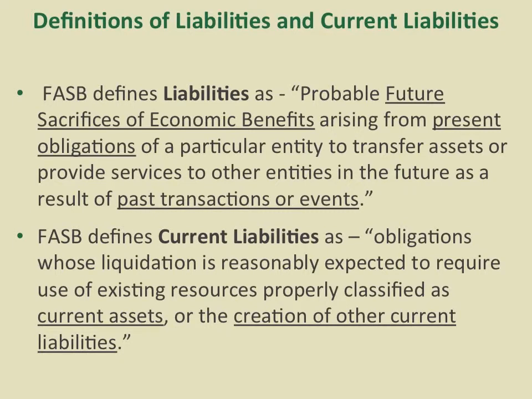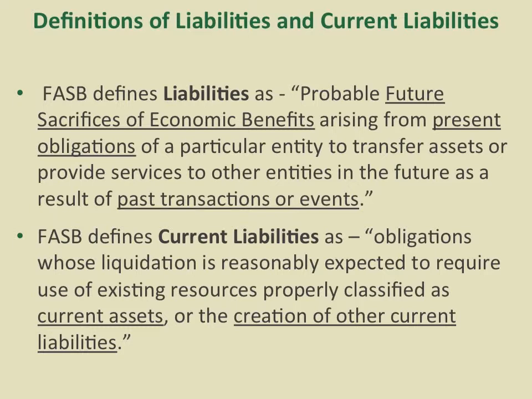FASB defines liabilities as probable future sacrifices of economic benefits arising from present obligations of a particular entity to transfer assets or provide services to other entities in the future as a result of past transactions or events. So we can see that liabilities are those present obligations which actually resulted from past transactions or events that already occurred and ask companies to sacrifice economic benefits, for example, transfer assets and or provide services to fulfill this obligation.